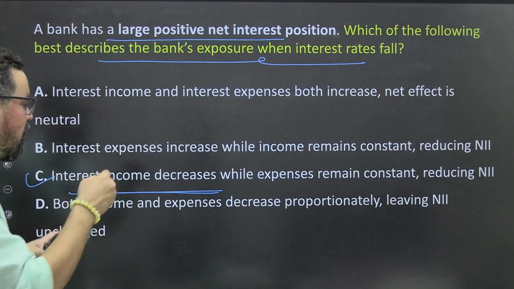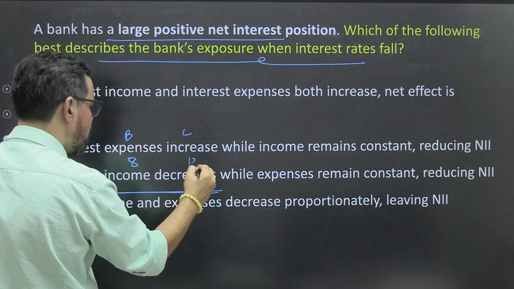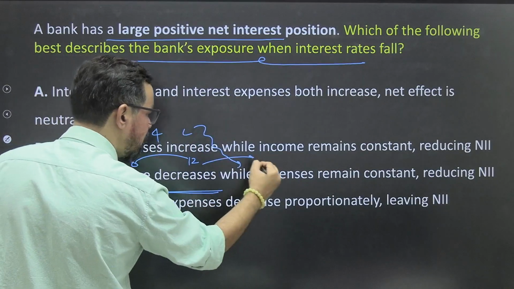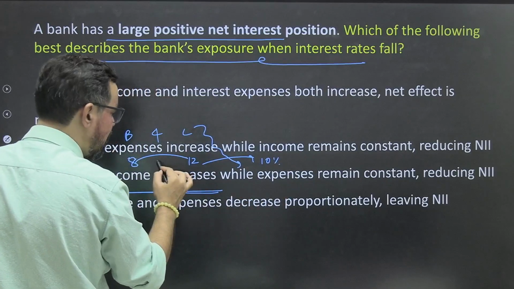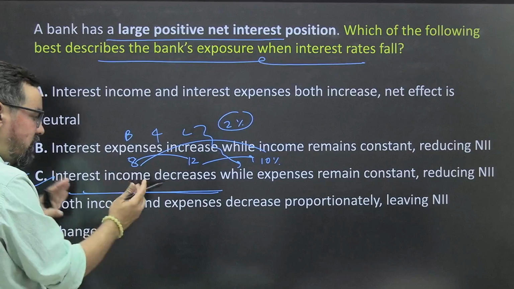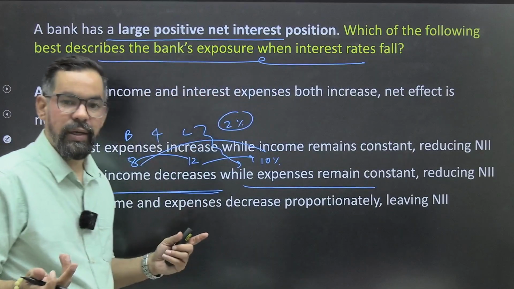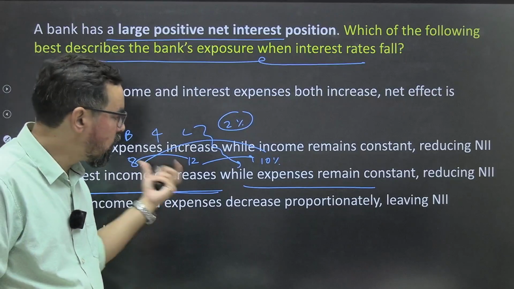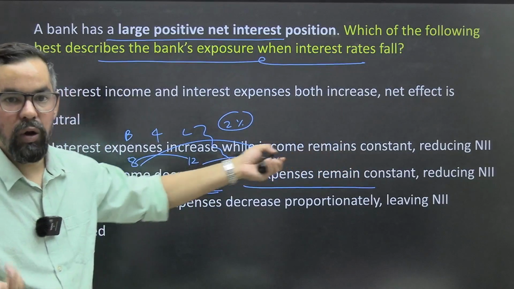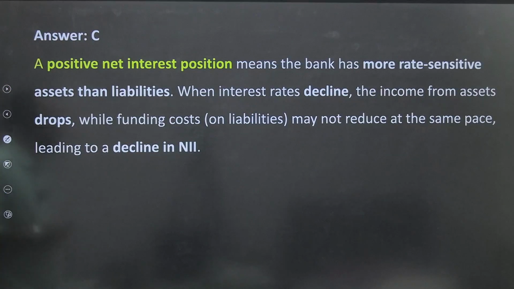Let's say we have borrowing at 8%, lending at 12%. So NII is 4%. Now there is a decline in the lending rate. It came to 10%. So your spread now will become 2%. Your NII will become 2%. So interest income will decrease by 2%. Expense will remain constant. We are not changing that. Overall, your NII will decrease, that is the outcome. Overall, the bank's net interest income will also decrease. So option C is the right answer for this one.